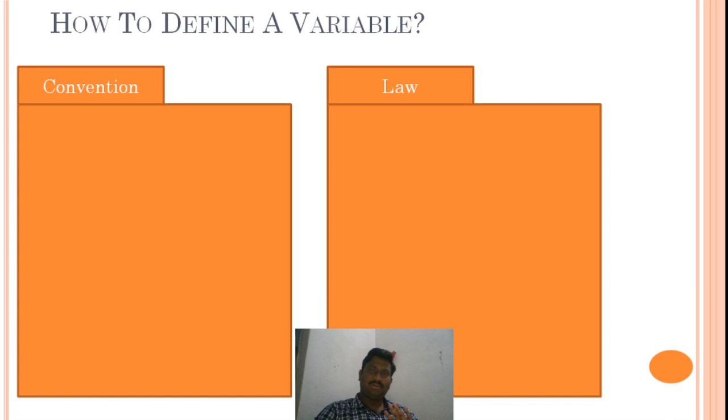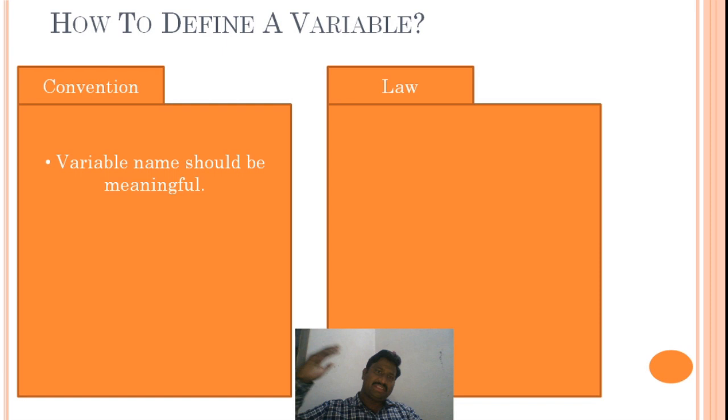Okay, the first convention is the variable name should be meaningful. Whatever variable we name, we should use meaningful names. Meaningful because when we have 10, 20, 100,000 variables, we can identify and understand each variable by name only, so that it will be helpful in analysis. Because it is a convention, you can have meaningless names, but that will not help you in the process of analysis.